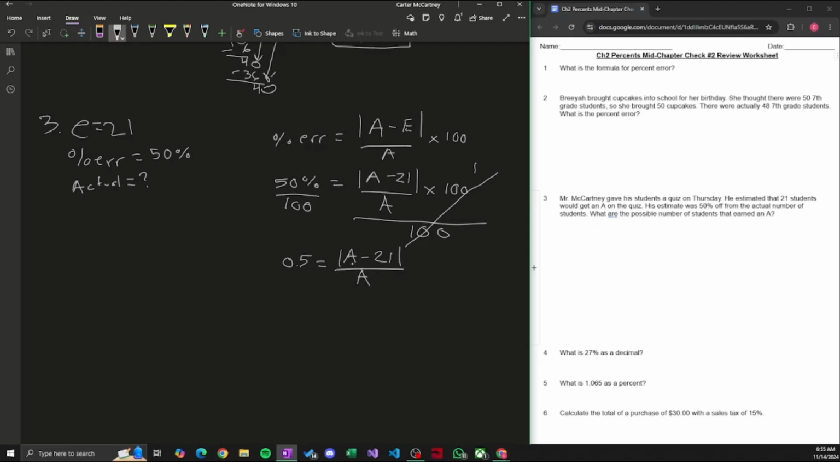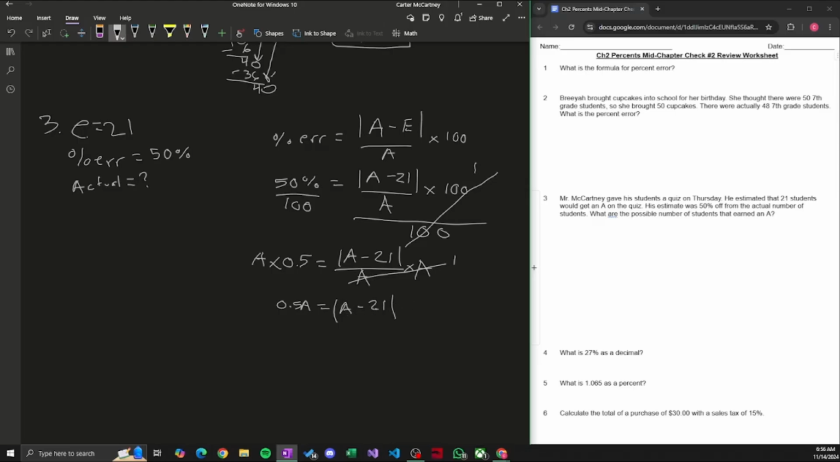We want to get A by itself, so we're going to multiply this side by A because we have division by A and we want to undo that. So we're going to multiply by A, and we're going to multiply this side by A. Now, this expression times A divided by A would be 1, so we can cancel these out, and it leaves a 1. This side, A times 0.5, we have 0.5A equals the absolute value of A minus 21.